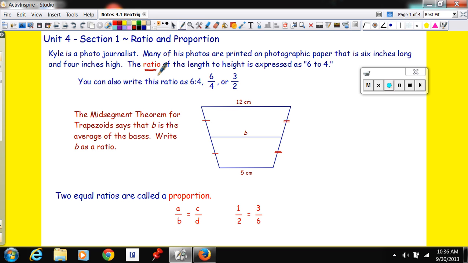A ratio is a fraction, or it's a relationship between two numbers. So any fraction that we have, we could call it a ratio. Now, you can write a ratio as 6 to 4 with the word "to" there. You can also write a ratio as 6 with a colon and then a 4. That's still a 6 to 4 ratio. And you could write it as a fraction, 6 over 4. And the best thing to do would be to reduce it and write it as a 3 to 2 ratio. So any fraction that you see is a ratio of two numbers.